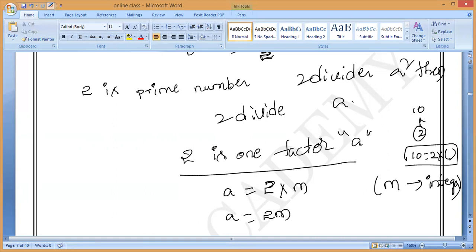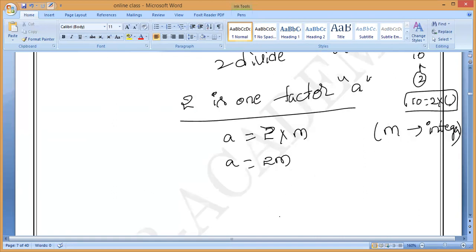Next step: squaring on both sides. A square is equal to 2M the whole square. A square is equal to 4M square.